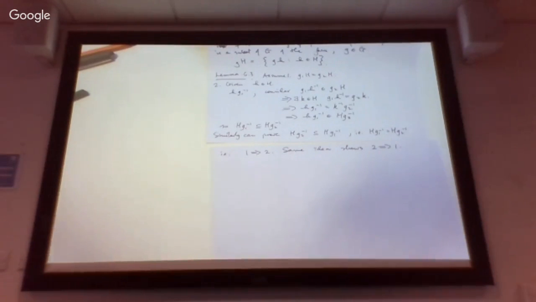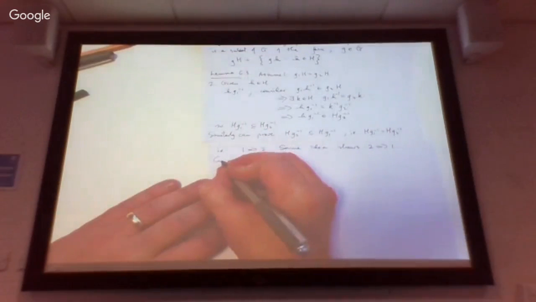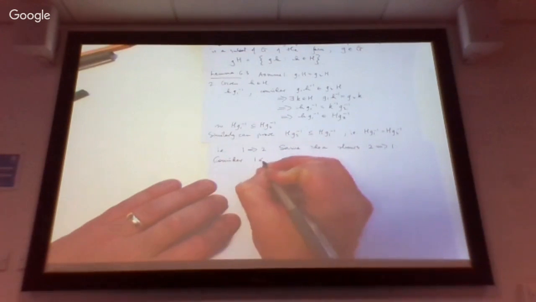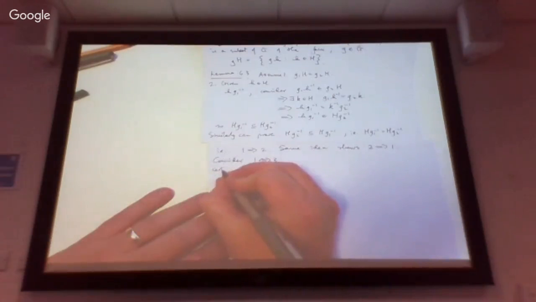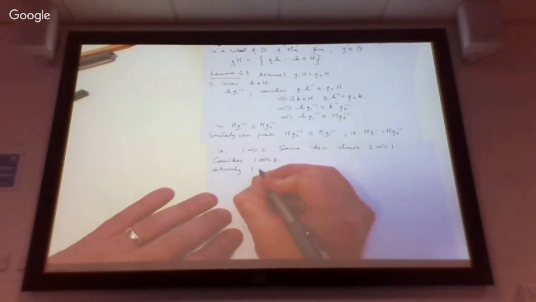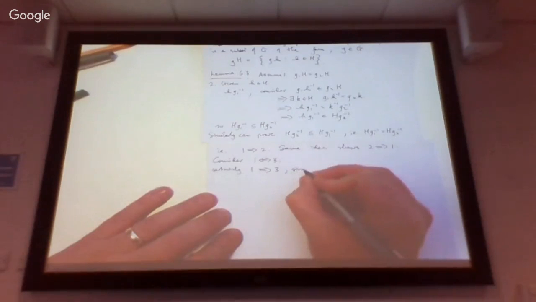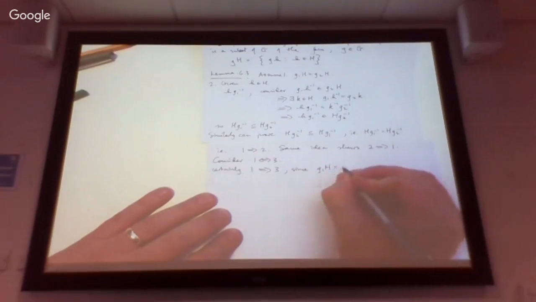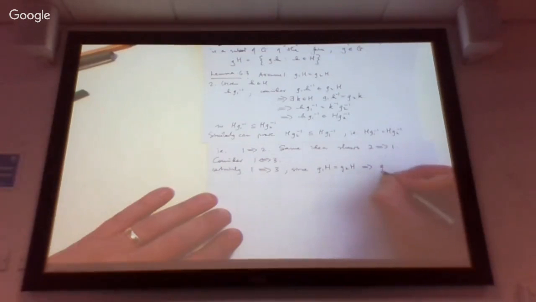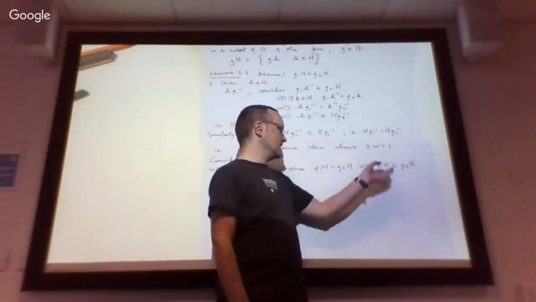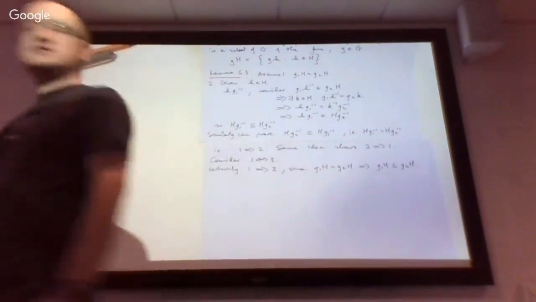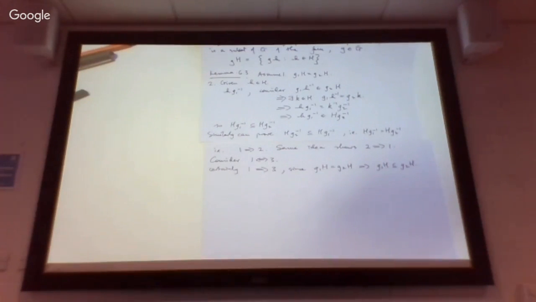Let's look at, say, 1 implies 3, or consider the equivalence that 1 is equivalent to 3. 1 is equivalent to 2. Well, certainly 1 implies 3. That's easy to see, since if G1H is equal to G2H, that certainly implies that G1H is a subset of G2H. If the two sets are equal, certainly G1H is contained in G2H. The place where you've got something to prove is going in the other direction.